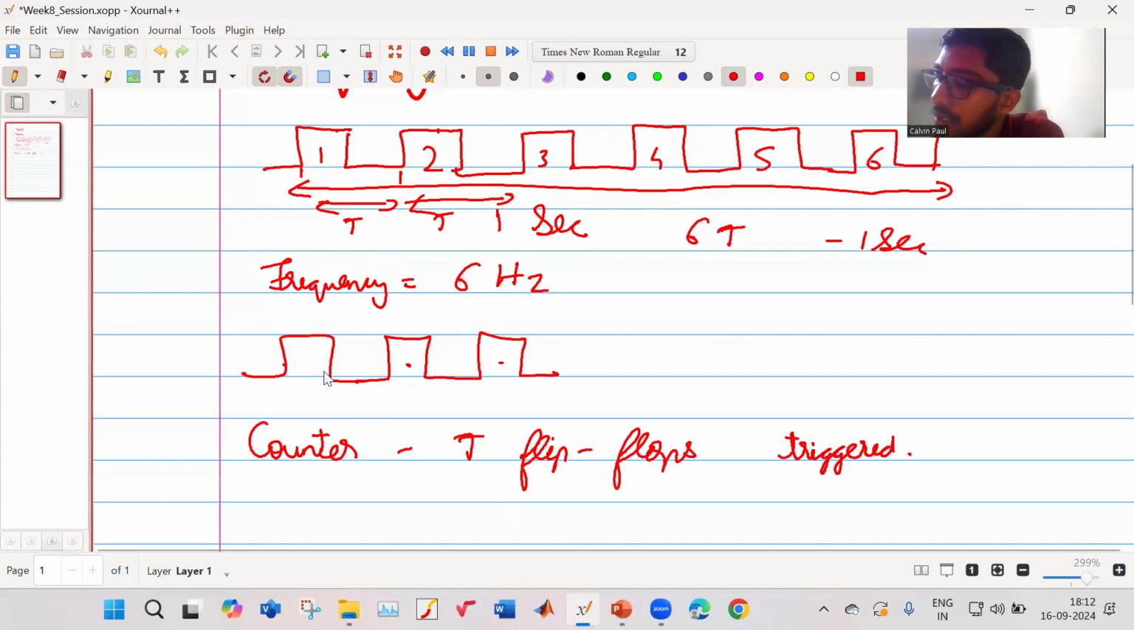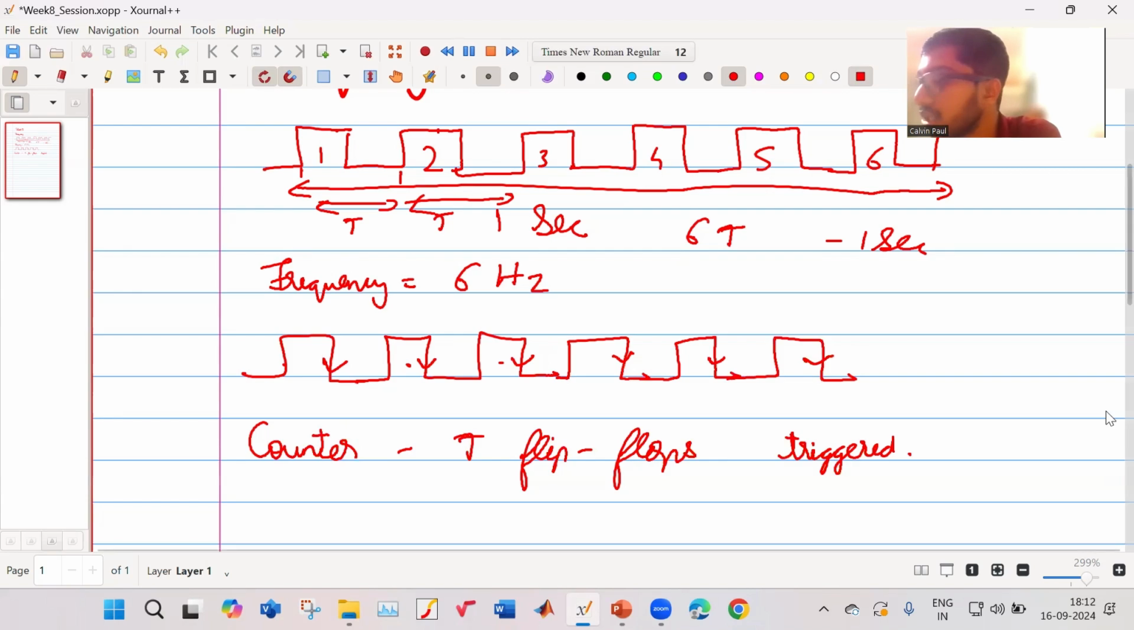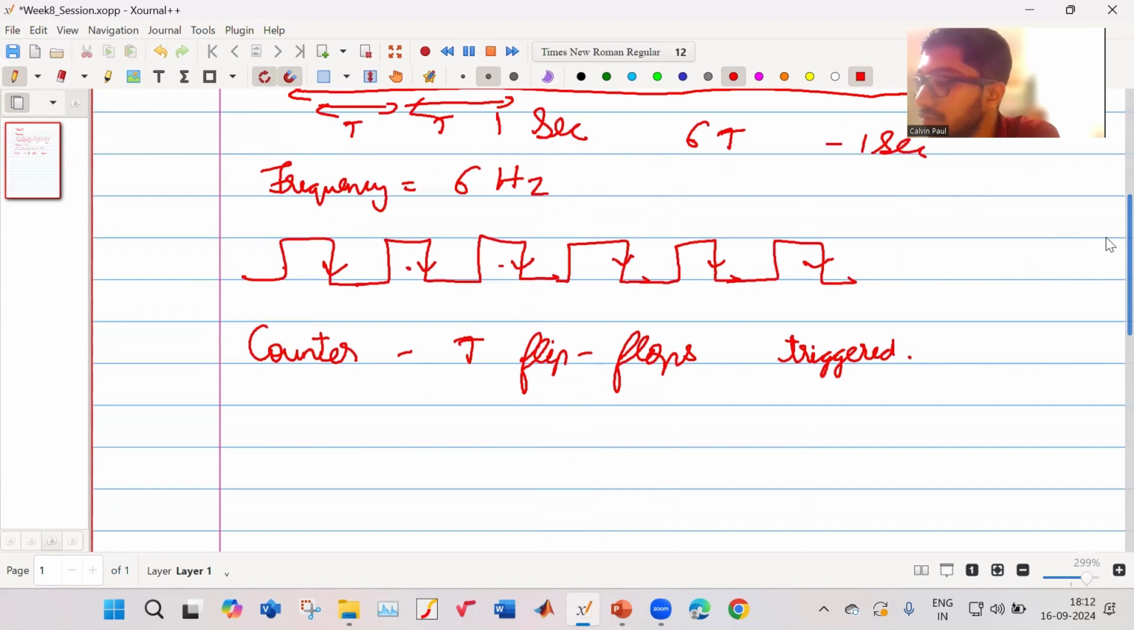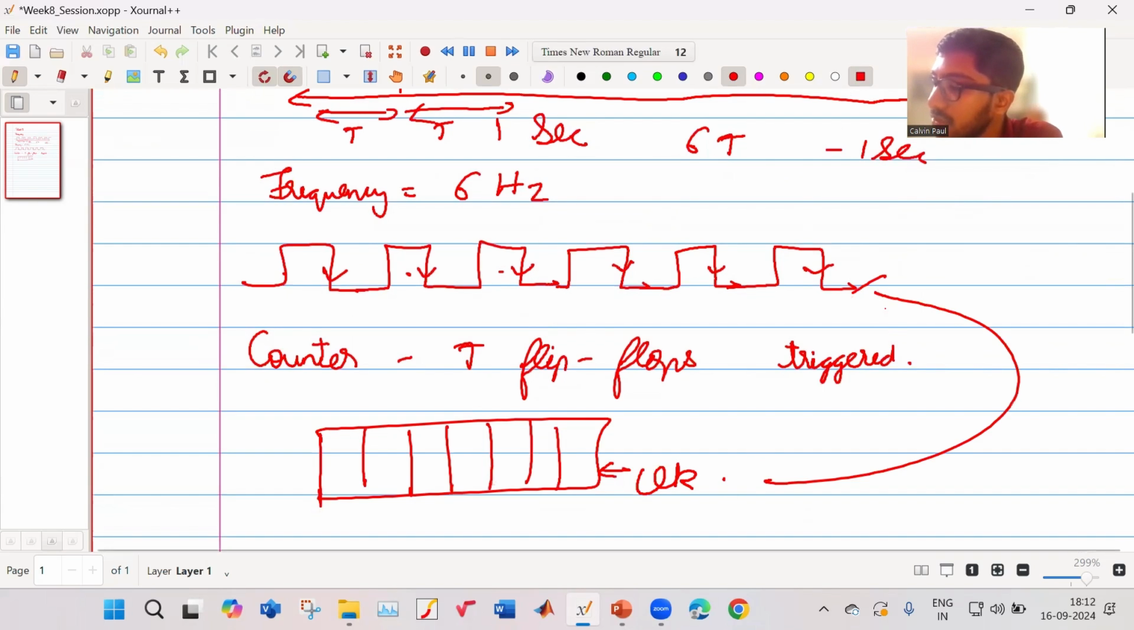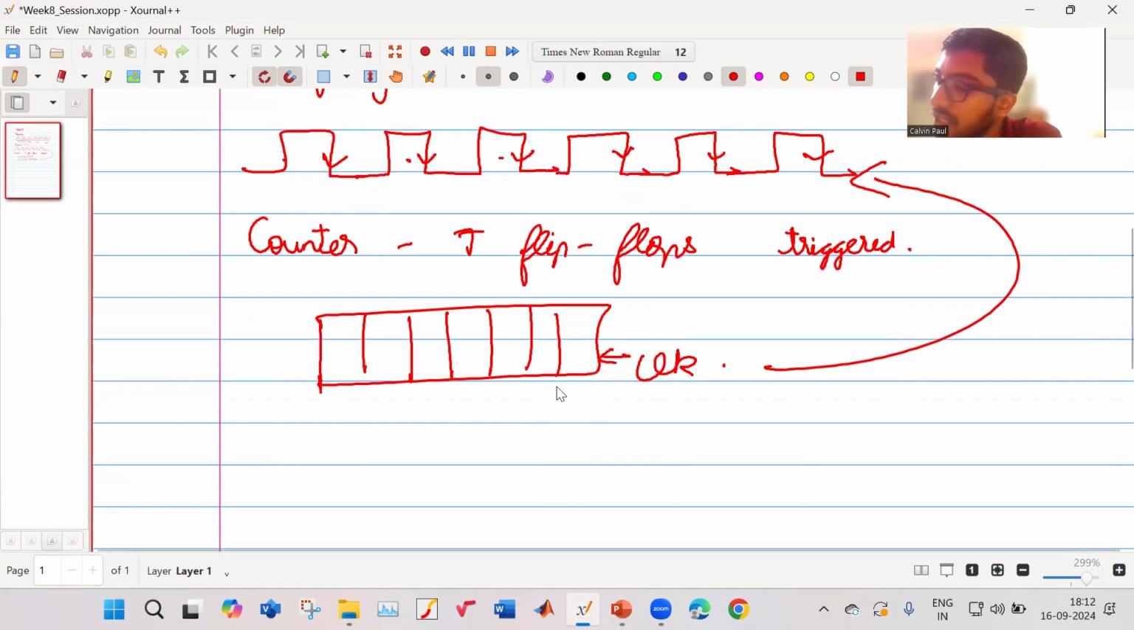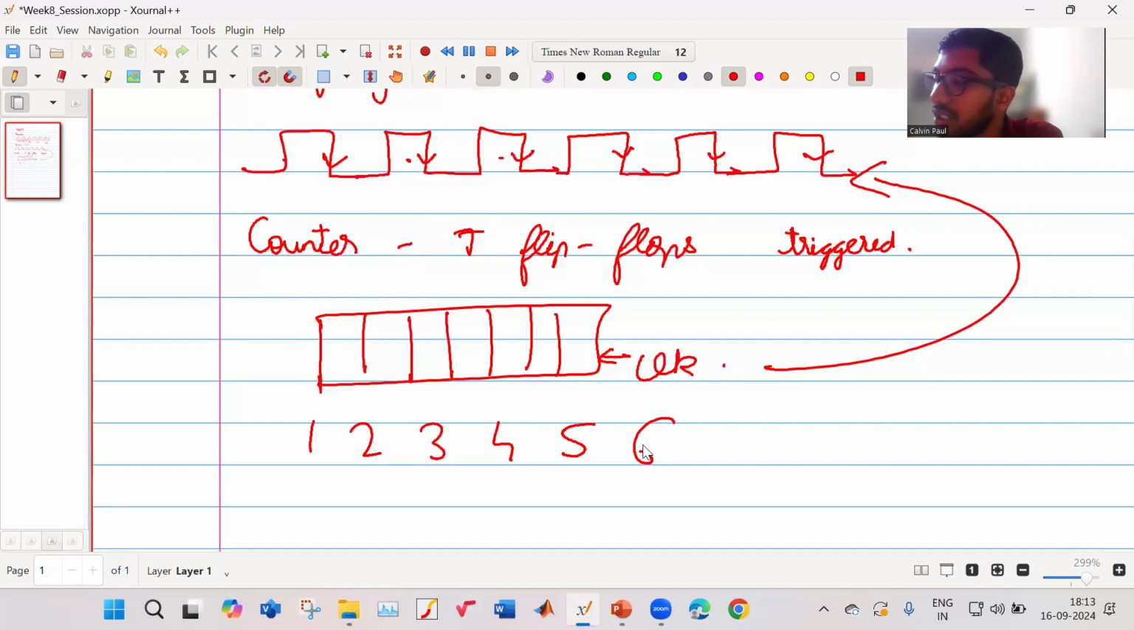Now, this is one time it is getting triggered at the falling edge. This is the second time, the third time, fourth time, fifth time, sixth time. So we have a counter, and this is the clock to the counter. At every falling edge, the counter will be 1, then it will become 2, then 3, then 4, then 5, then 6. This is how the counter will increment.